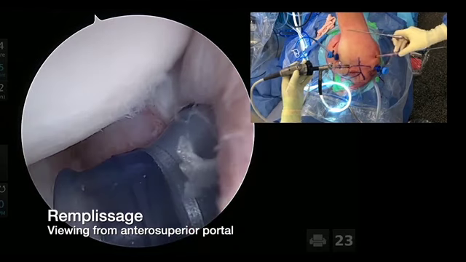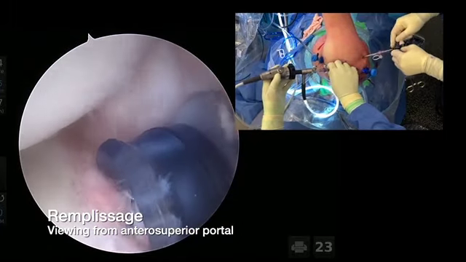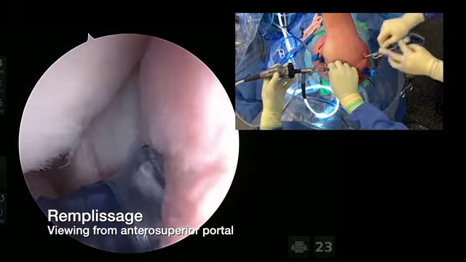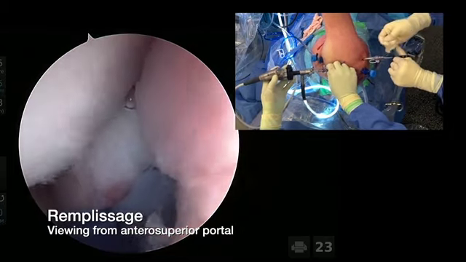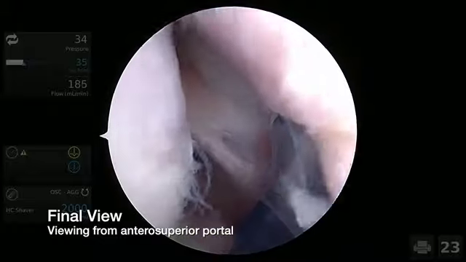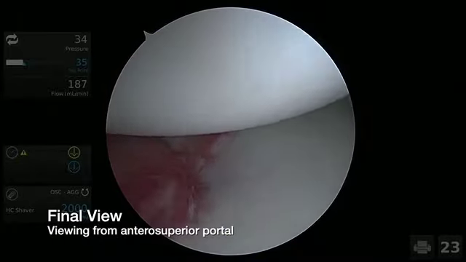The final step is the Remplissage, whereby we tighten and tie the sutures of the previously placed anchors above and below the Hill-Sachs lesion, thus bringing in the posterior capsule over the humeral head defect. This is the final view showing the Remplissage posteriorly and the distal tibia allograft on the anterior glenoid with the labrum repaired over it.